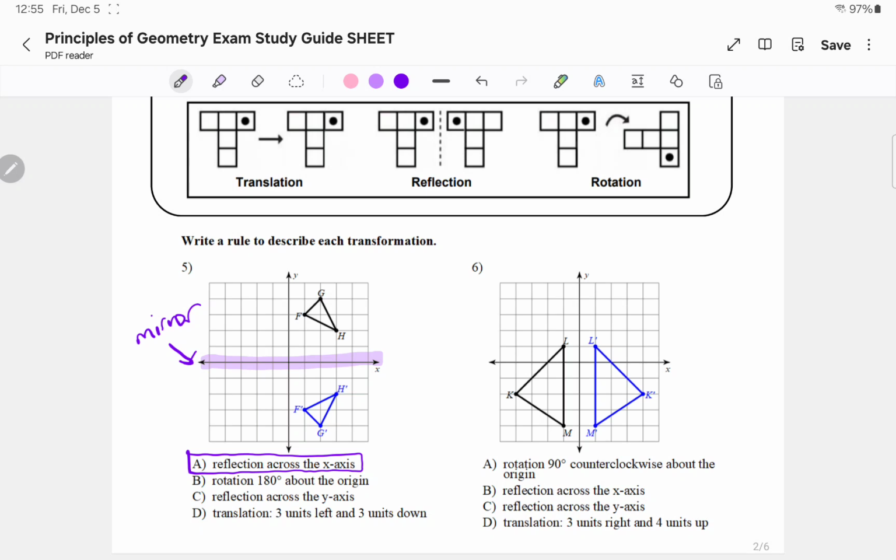Same thing. And now for number 6, looks like a reflection again, but this time the mirror or the fold in my paper would go along the y-axis here. So I'm going to write mirror, and because I would be placing my mirror here along the y-axis or folding my paper along the y-axis, for these to overlap, this would be called a reflection across the y-axis.